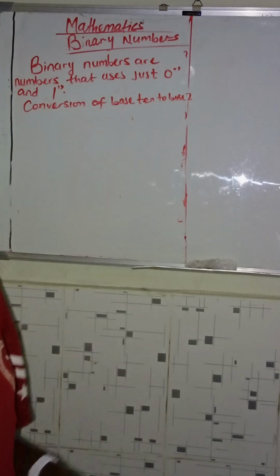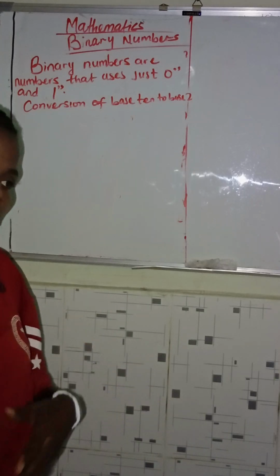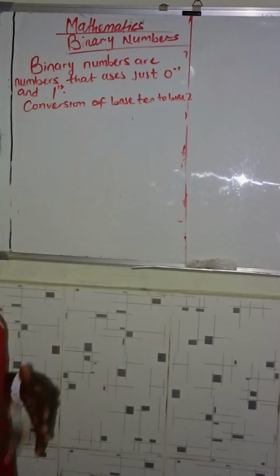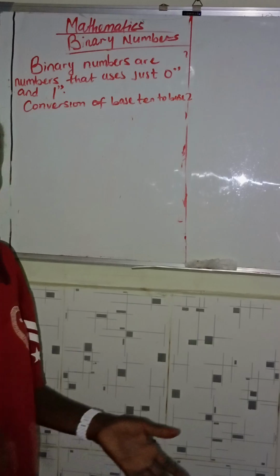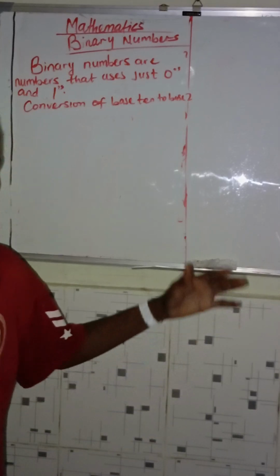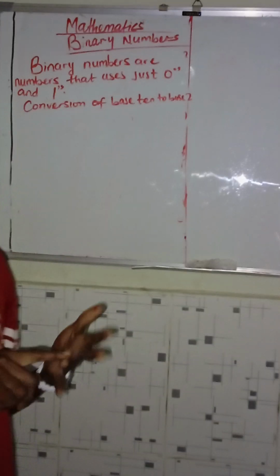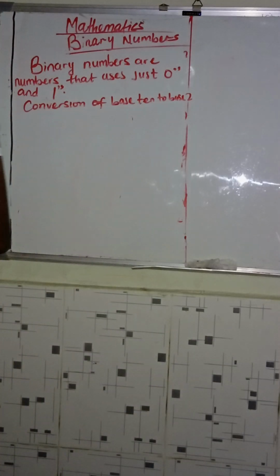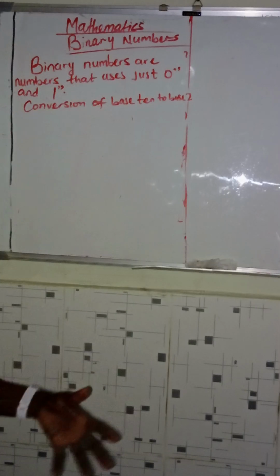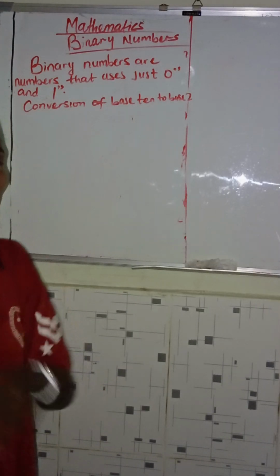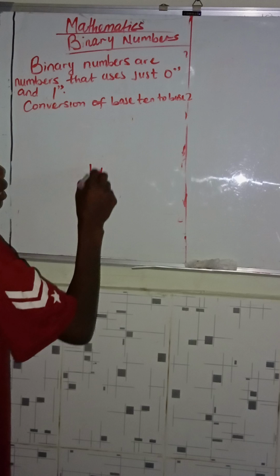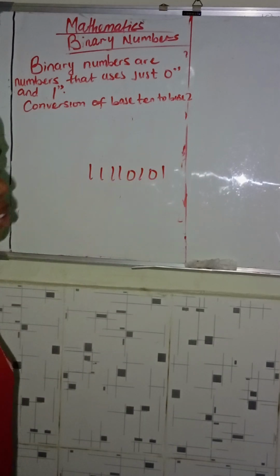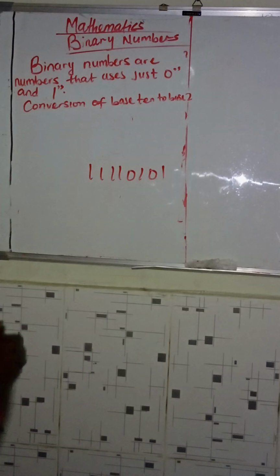So in mathematics, there are different number systems, okay? We have the denary number system that operates with 10 numbers: 0, 1, 2, 3, 4, 5, 6, 7, 8, and 9. And we have the binary numbers. What are binary numbers? They are numbers that use just zeros and ones. So whenever you see a number like this, most likely it is binary. All right, so let's see how we do it.